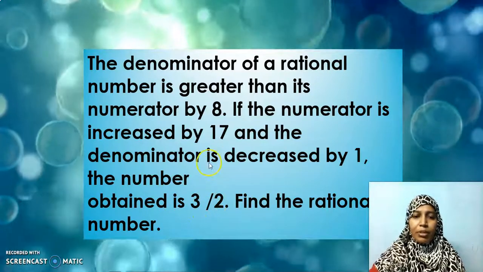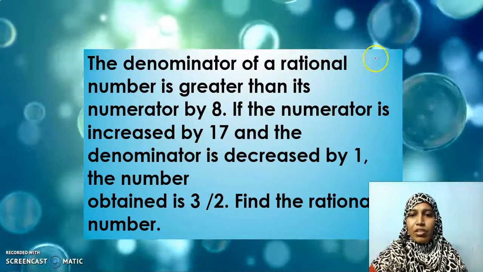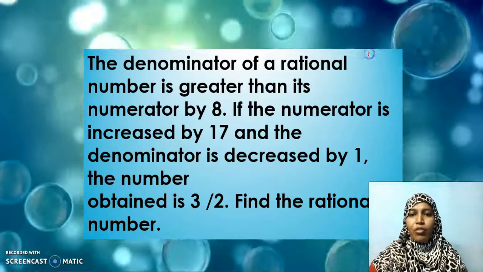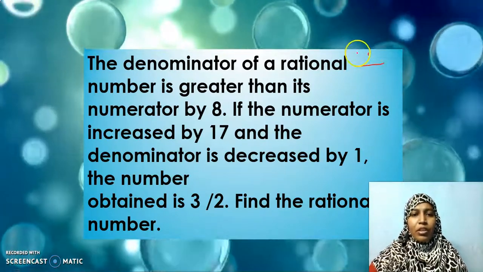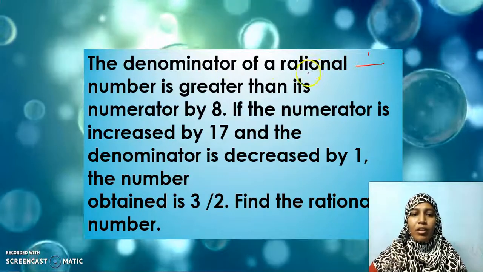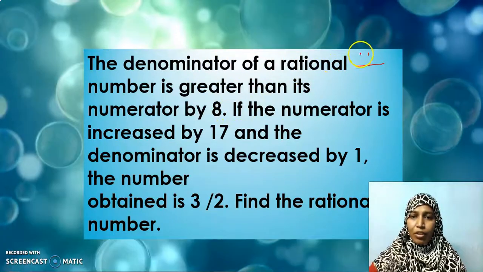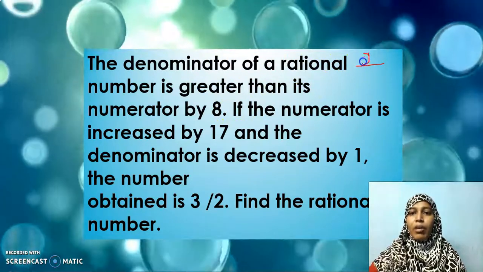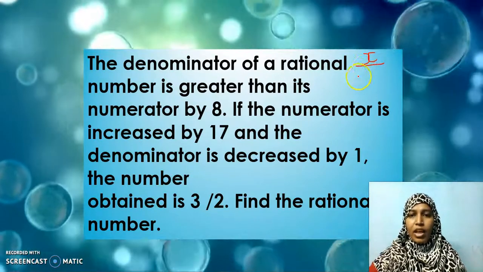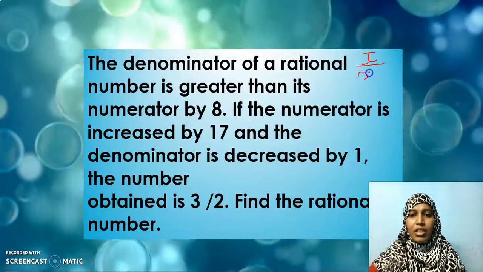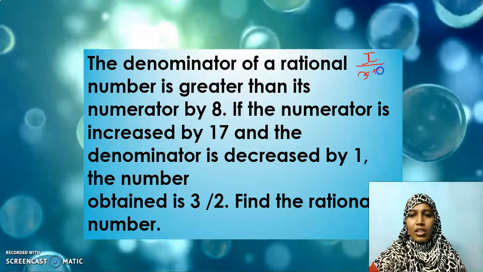Find the rational number. We have a rational number which is in the form of p by q. We will have something in the numerator and also in the denominator. They have said that the denominator of this number is greater than its numerator. So only if I know the numerator, I will be able to write the denominator. So I consider the numerator to be x and the denominator is 8 greater than that numerator, so I will write x plus 8.